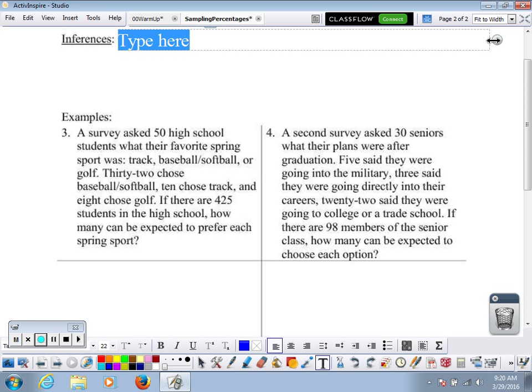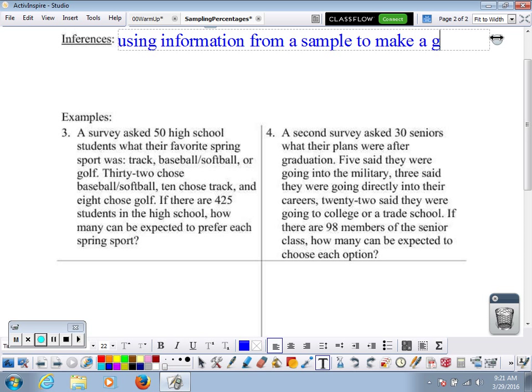Okay, here's what we do. Here's what an inference basically says. An inference is when we use information from a sample to make a generalization about a population.